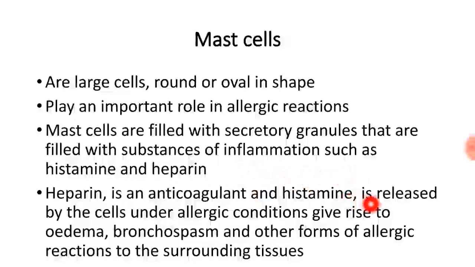And the histamine is released by the cells under allergic conditions and give rise to edema, bronchospasm, and the other form of allergic reaction to the surrounding tissues. So mast cells zenyewe ni large, they are round, they are oval in shape, and also they play an important role in allergic reactions. Kwamba zinaweza kuproduce histamine, histamine released by the cells and allergic condition, and this process is immunological due to presence of allergens or other substances that mostly stimulate histamine release. The conditions ambazo ni allergic may occur like edema, bronchospasm, and some many others.